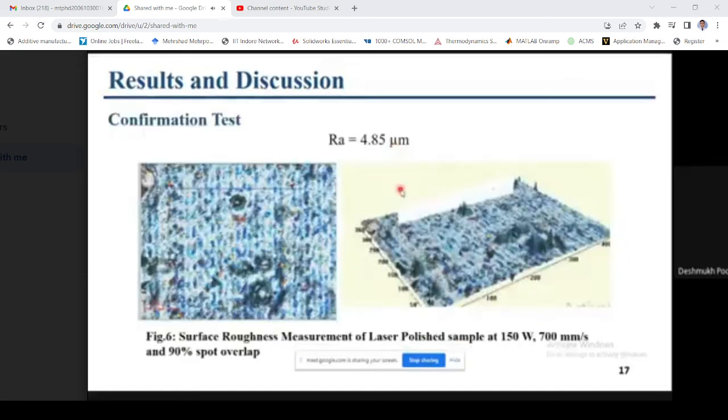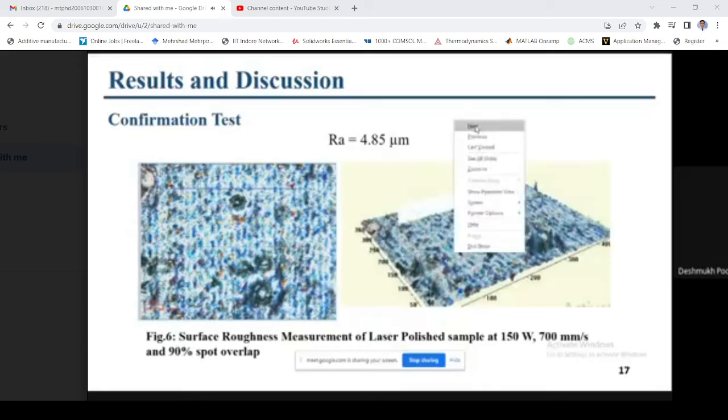So the confirmation test: as we saw in Taguchi's optimization, the least surface roughness is observed at 150 watt, 700 mm per second, and 90 percent spot overlap. So we carried out the confirmation test to see whether these are optimum or not. What we observed is the Ra is 4.85 microns, which is least among all the values. So we can say that yes, this is the optimum value.